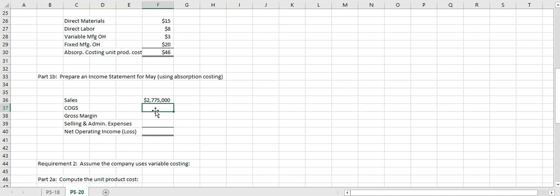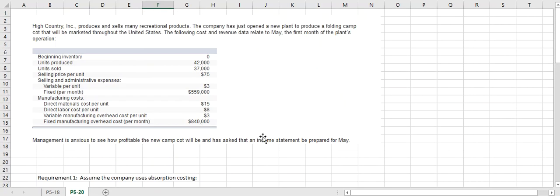Our cost of goods sold is our number of units sold, which was 37,000 units, and we're doing absorption cost per unit, so that's $46 per unit. So we're going to take the 37,000 units and multiply it by the number that we calculated in part 1A, which is how much it cost us to do each one of those units, which gives us a cost of goods sold of $1,702,000. So we can then calculate our gross margin by taking our sales less our cost of goods sold. And we need selling and administrative expenses. So let's go back up here and see what this says.